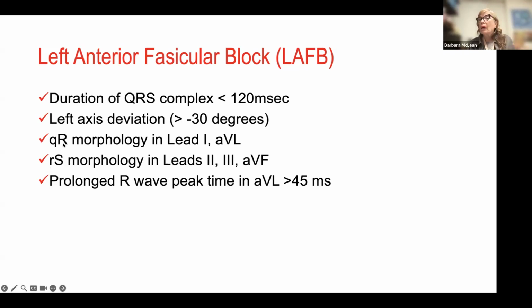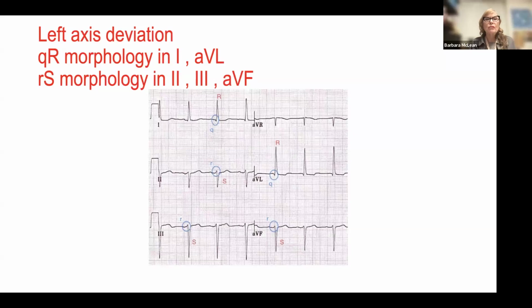A small Q and a big R is not that unusual in leads 1 and AVL. A small R and a deep S is completely unusual in leads 2, 3, and AVF. Okay. Now, peak action time is also really important, but that's beyond what we need to discuss here.